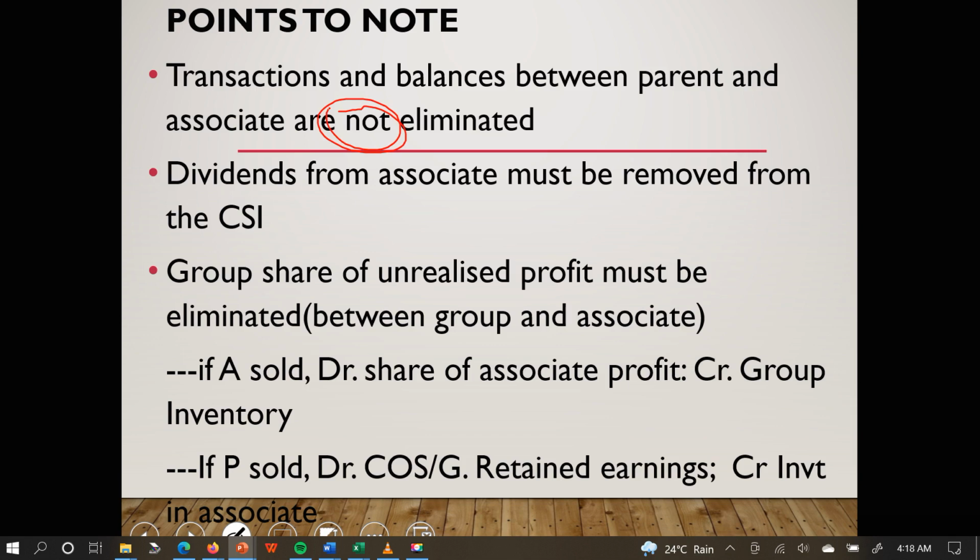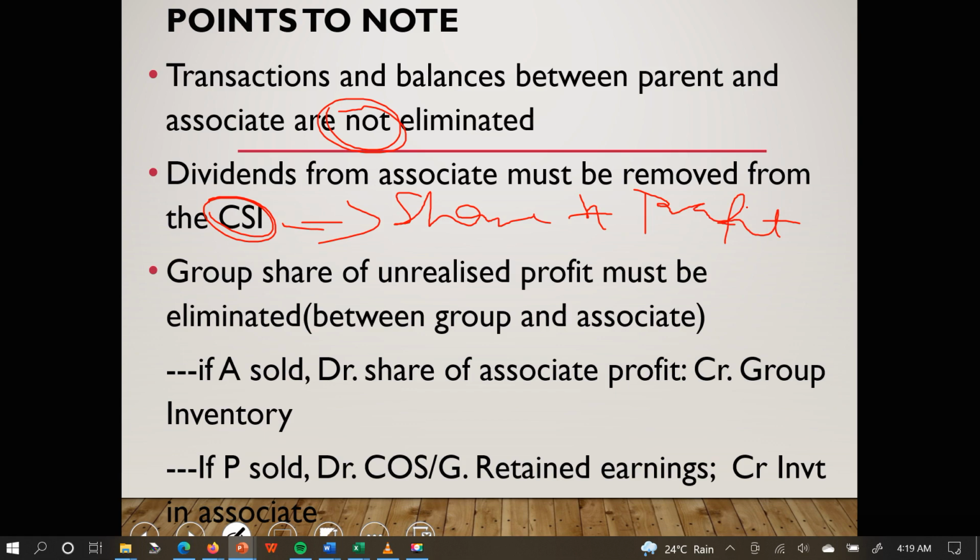When you receive a dividend from an associate, you must take out the dividend, because in place of the dividend, you will take a share of profit. You can't take share of profit and also take dividend. So you replace the dividend with the profit you are taking.